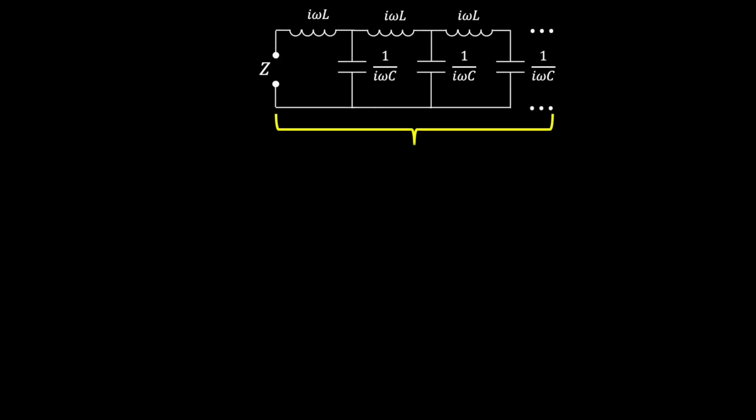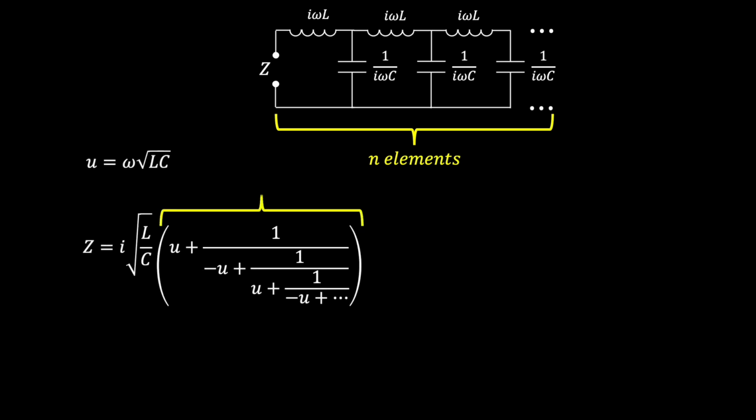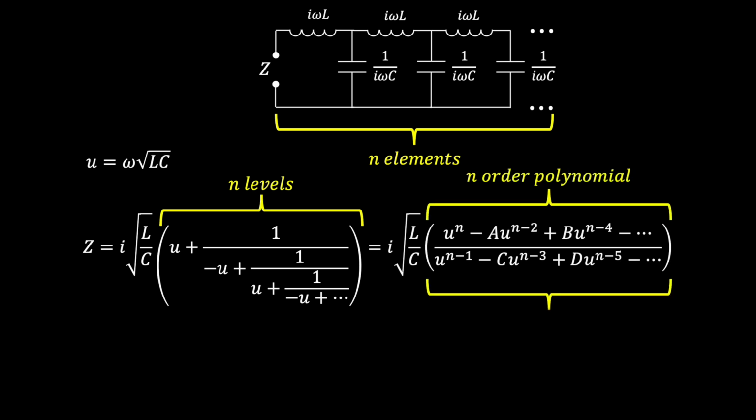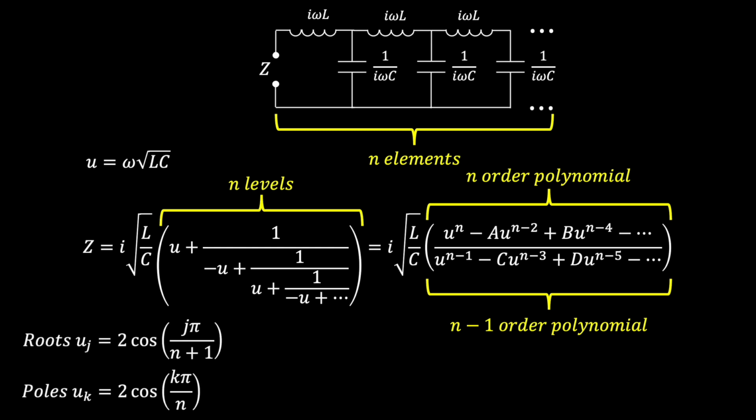I'll summarize what I've reviewed so far. A ladder network with n repeating elements, where each series element is the same and each parallel element is the same, can be represented as a continued fraction with n levels, which collapses to a fraction of polynomials of order n in the numerator and order n-1 in the denominator. The poles and zeros of this fraction can be found by computing 2 times the cosine of regularly spaced angles, which are rational multiples of pi.